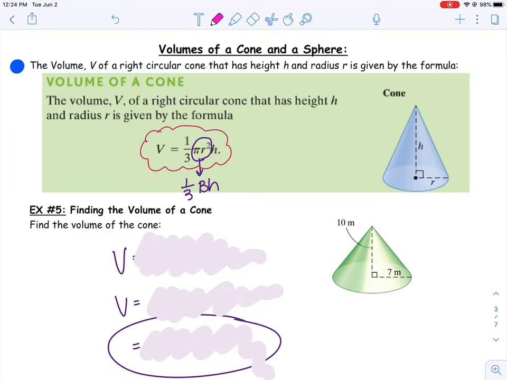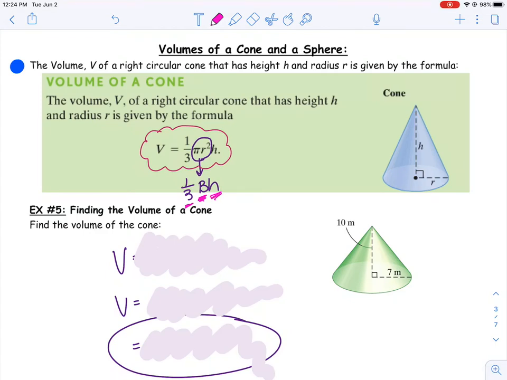So if I have a cone, it's kind of like a pyramid. The only difference between a cone and a pyramid is that on a cone, the base is an actual circle instead of a square or a rectangle or a triangle. But we're actually going to still use that same formula for a pyramid. Remember the formula for finding volume of a pyramid was 1/3 times that big B, the area of the base, times the height of the pyramid?